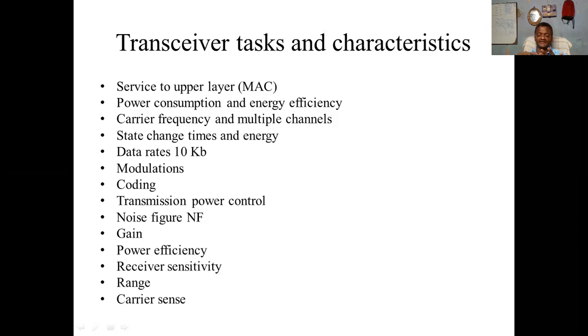So that's why the range completely depends on all these parameters: antenna characteristics, next radiated power, next modulation, next bit rate, and carrier frequency.